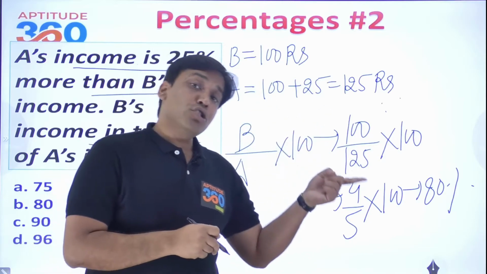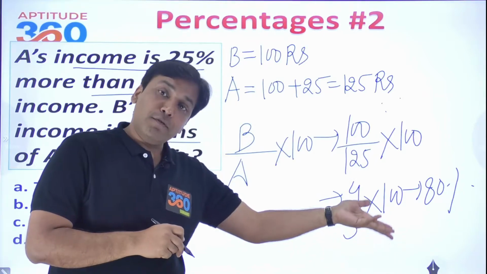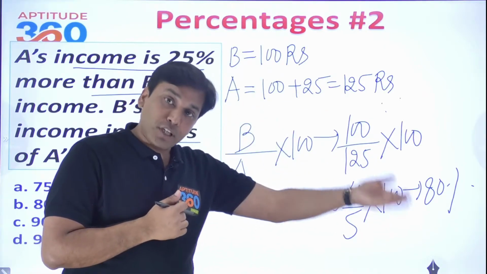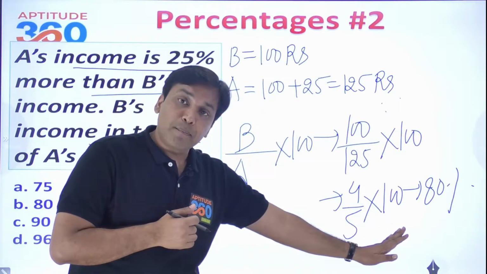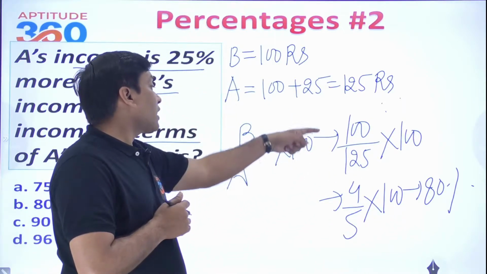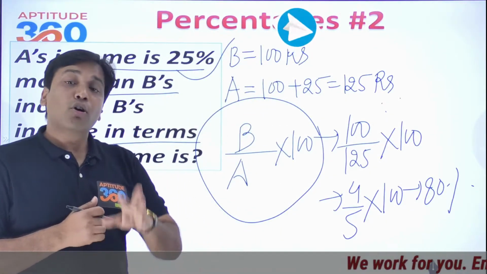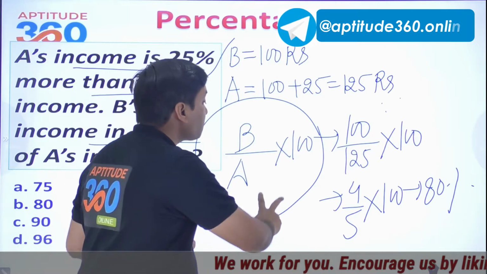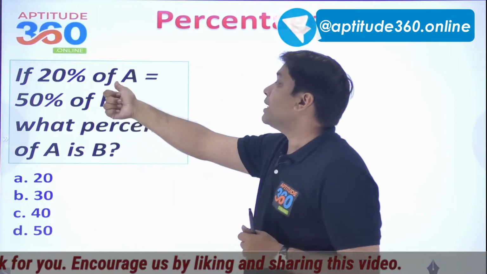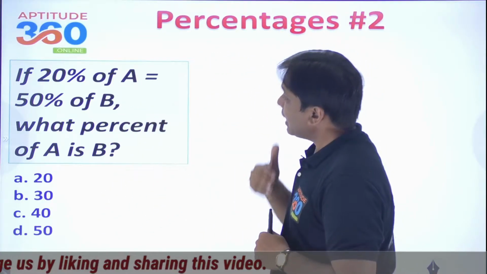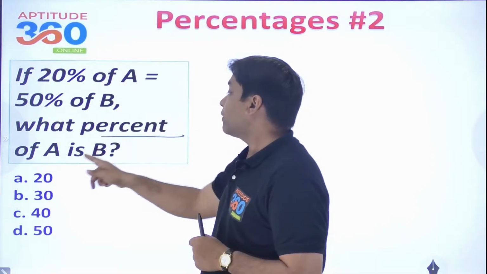In upcoming videos, you will learn the technique where you do not even have to do this calculation, but you will have to wait for that time. For now, from this method, learn how to simplify it further and write it. All that you are learning is how you're writing this, how you're taking the value of B as 100, and where the comparison begins, right? Now if you understand this, let us solve this problem. If 20% of A is equal to 50% of B, right? Then what percent of A is B?